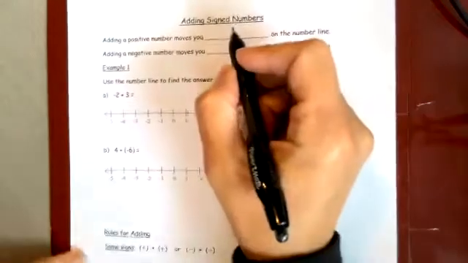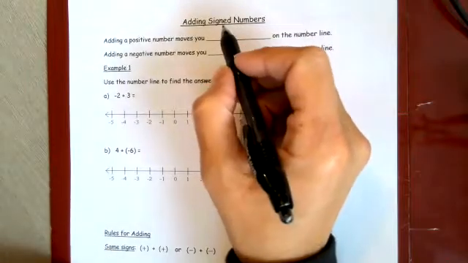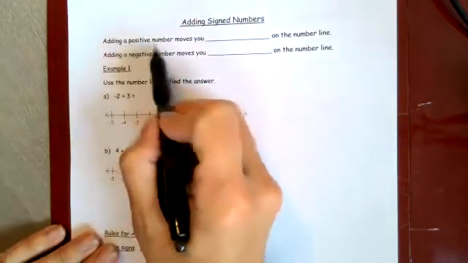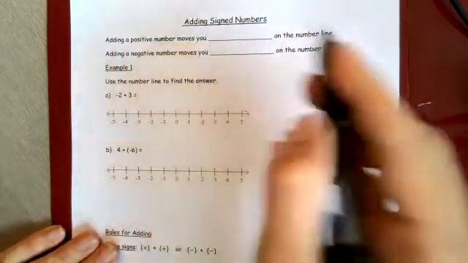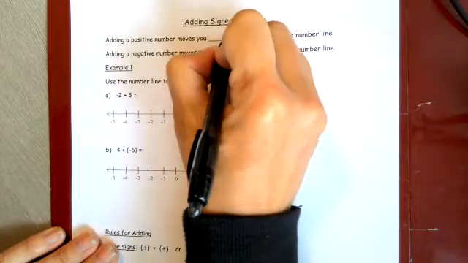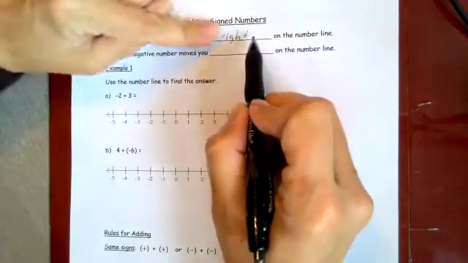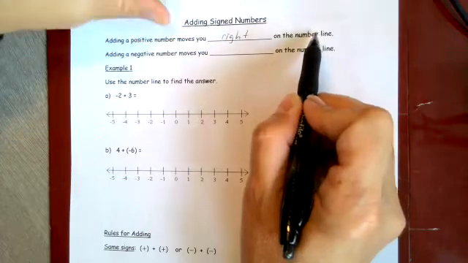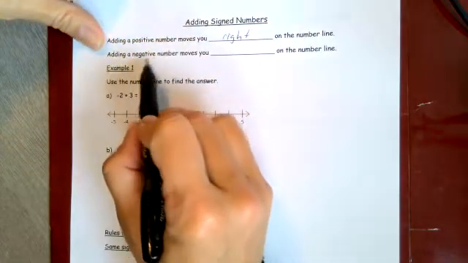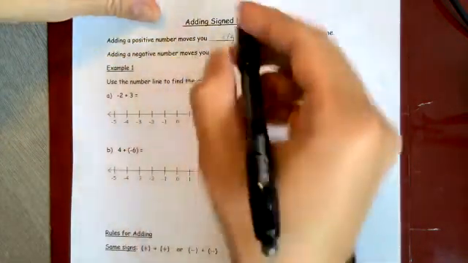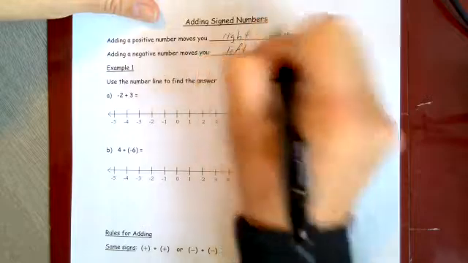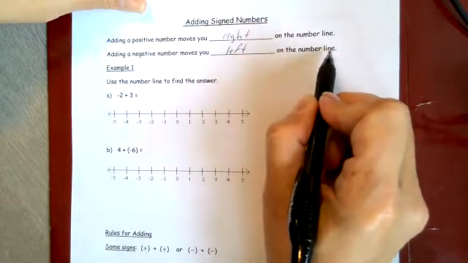Okay, we are adding signed numbers. So these are negatives and positives. When you're adding a positive number, it moves you right. So to the right is the positive side of a number line. When adding a negative number, it moves you left on the number line.